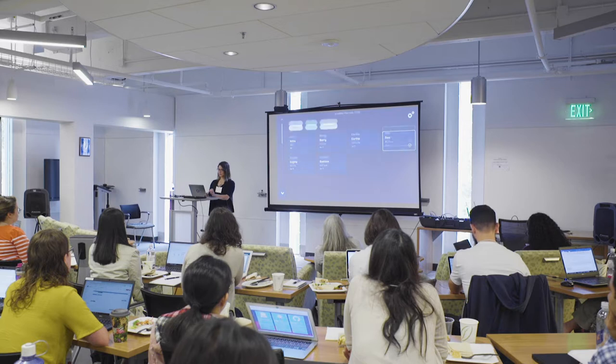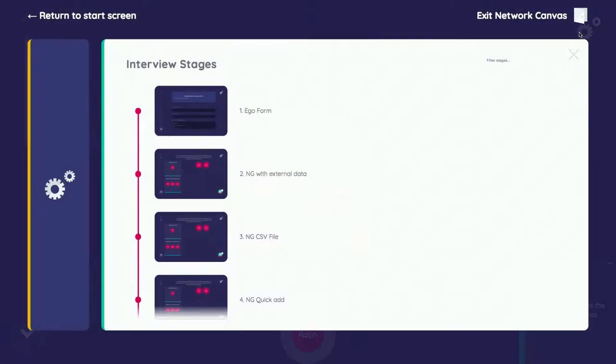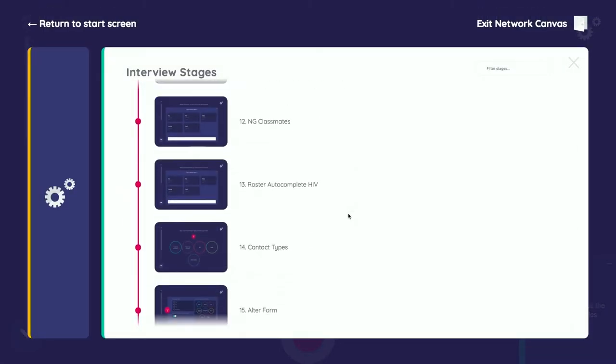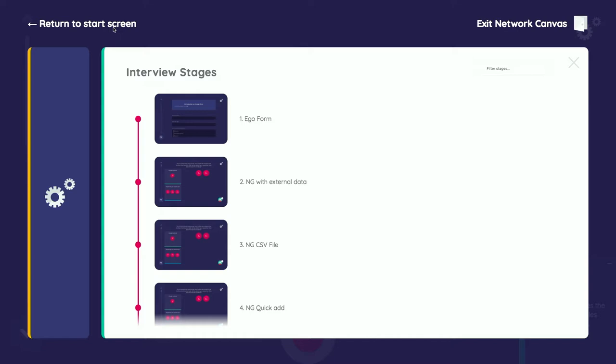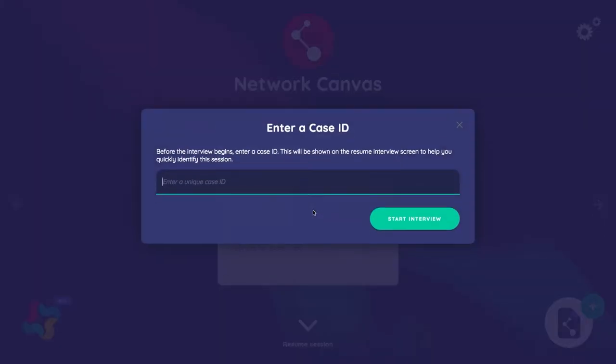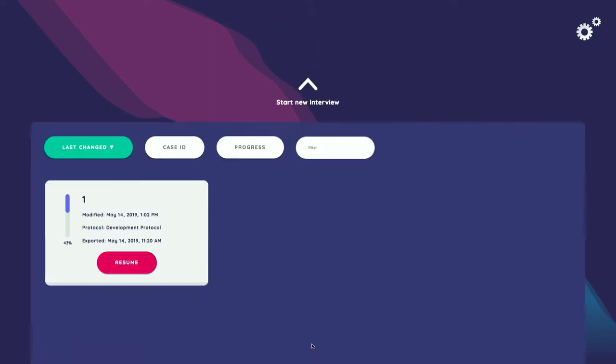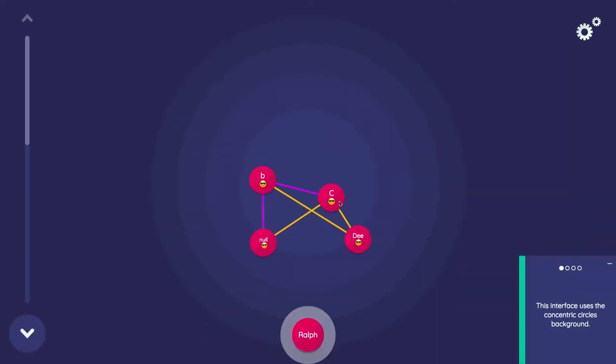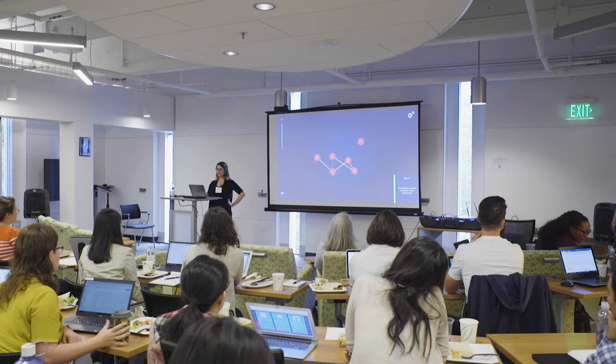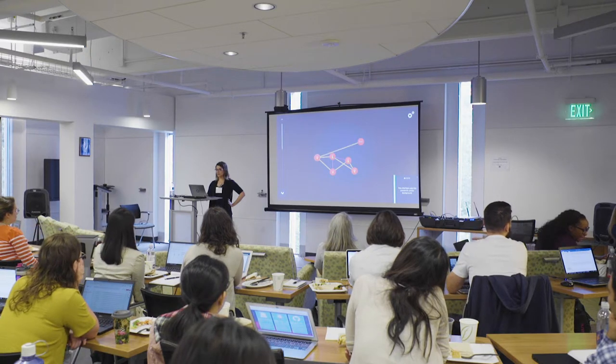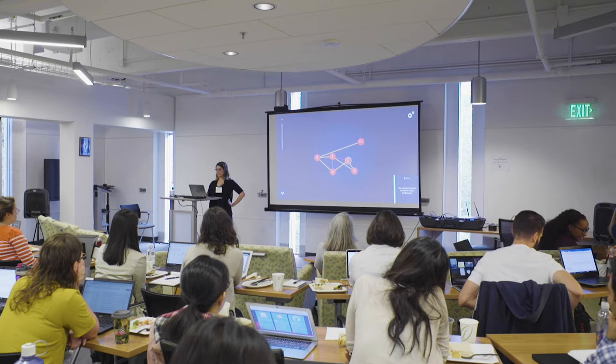Let's see. Just go a little bit further. Oh, the other thing I'll show you is that you can skip around to different interview stages. So the interviewer might do this. Oops, let's go back and resume to where I was. So this is when you are starting to lay out people onto the sociogram and then creating ties. I've already filled this in a little bit, but just to give you a sense of how easy it is to start to create ties, or how easy it is to delete ties.